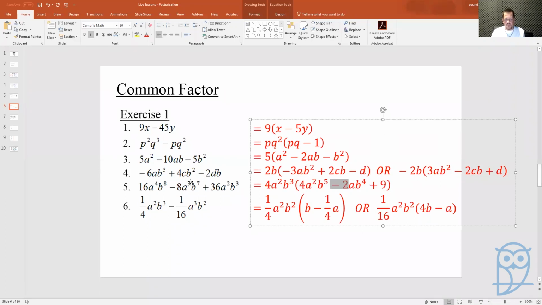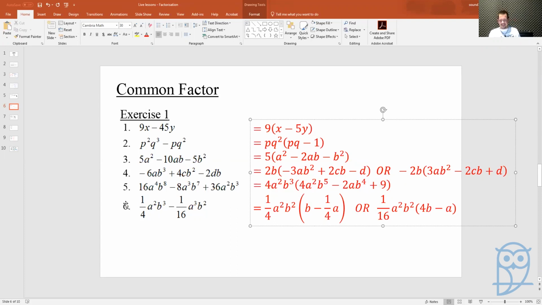The a cubed, I've got 3 A's. I'm taking 2 out, leaves me with 1. I've got 7 B's. I'm taking 3 out. That leaves me with 4. Then over here, we've got a 36 divided by 4 gives me 9. I've got 2 A's. I'm taking out 2 A's. I'm done. B cubed, I've got 3 B's. Taking out 3 B's. I'm done. I don't have any A's or B's left in that expression inside the brackets.